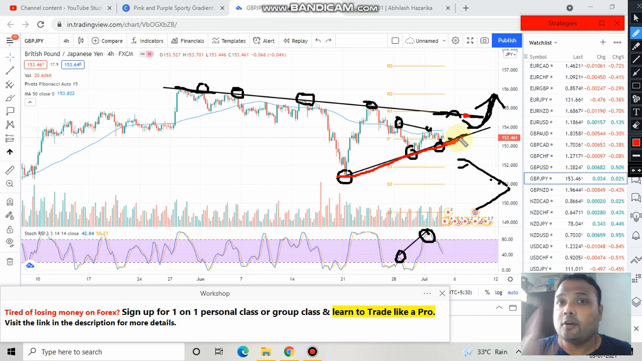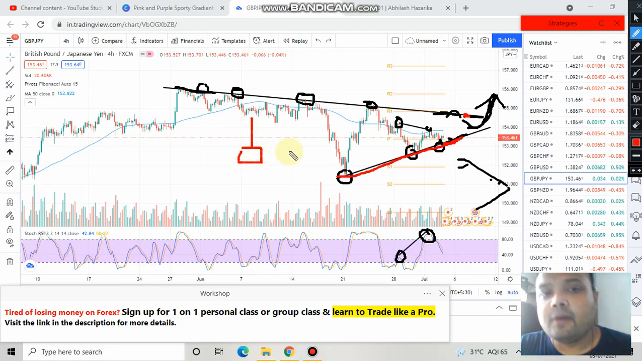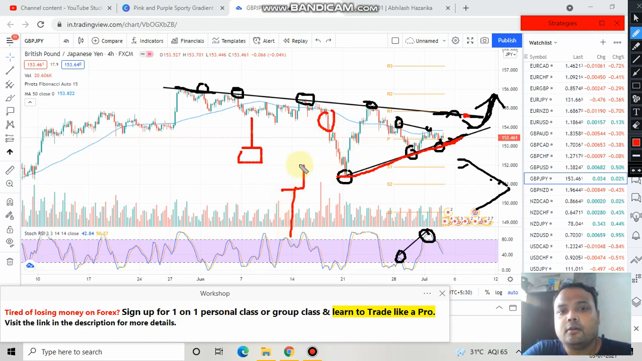But always keep in mind one thing: confirmation is always important. If you are shorting the market, you should always look for a shooting star kind of pattern, price rejection from above, or a red candle at the resistance. Then only you'll get the confirmation that yes, you can short the market. On the other hand, if you're buying, look for a hammer kind of pattern, price rejection from below, or a green candle at the support level. Then only you should go for orders.